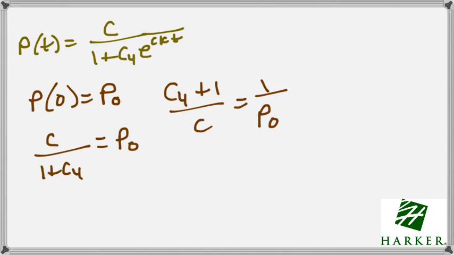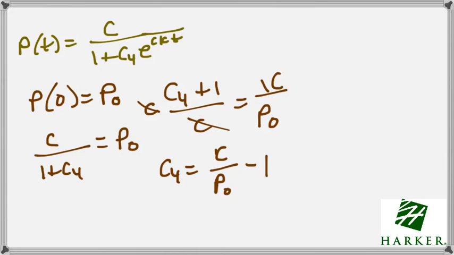I think this is right. Multiply both sides by C. Multiply that side by C and that side by C, and that goes away with that. And then subtract 1. So C4 is equal to C over P naught minus 1. And that's it. So I'm all done.